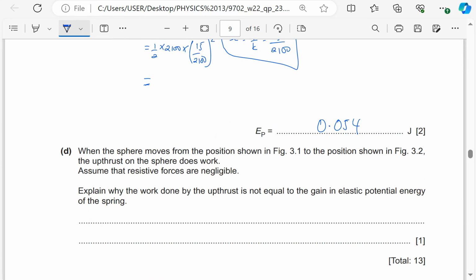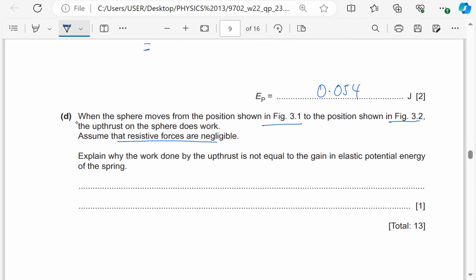joules. When the sphere moves from the position shown in the figure to the position shown, that is from figure 3.1 to 3.2, the upthrust on the sphere does work. Assume that resistive forces are negligible. Explain why the work done by the sphere is not equal to the gain in elastic potential energy of the spring.